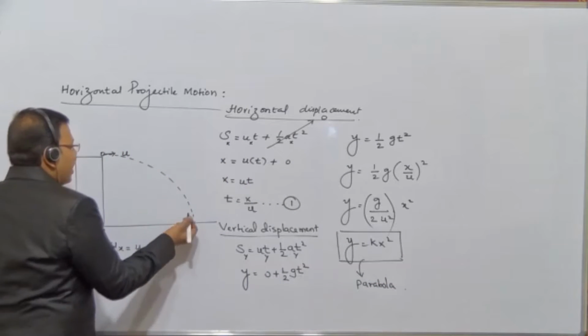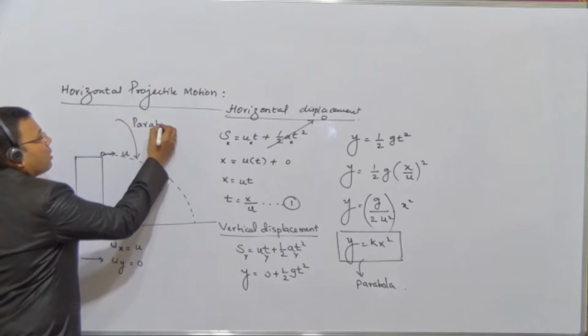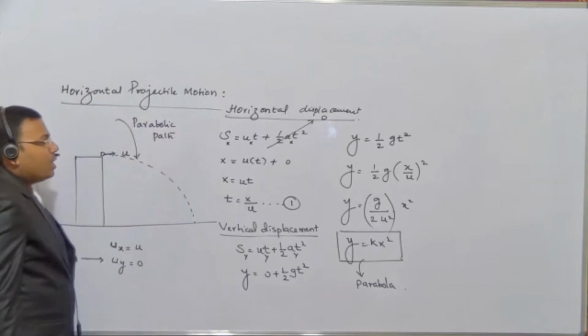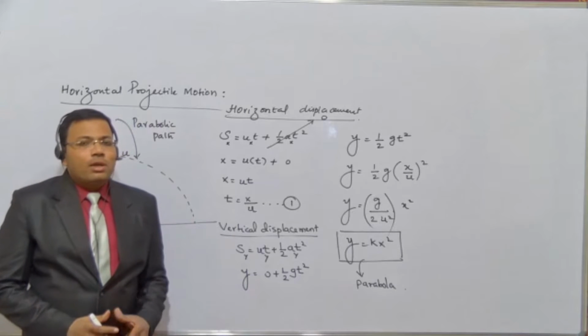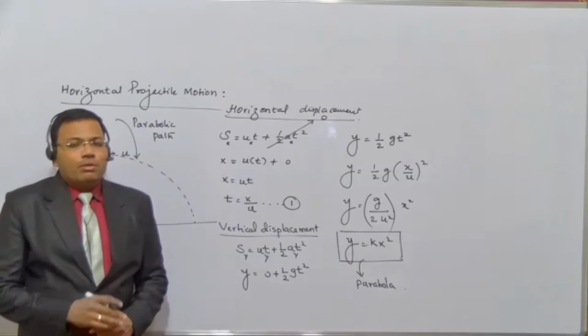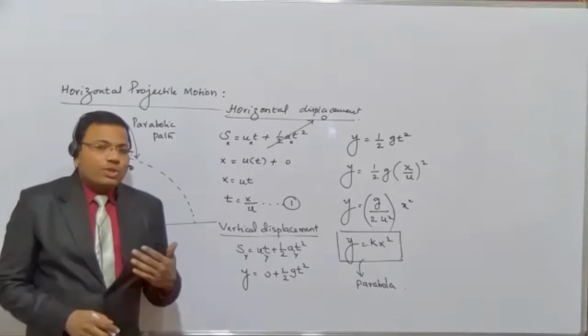So here now we will draw what it is. This is a parabolic path. Now this is the situation from where we can say the equation of the projectile is a parabolic equation. Next thing we need to study here, which is very important, is again the time of descent.